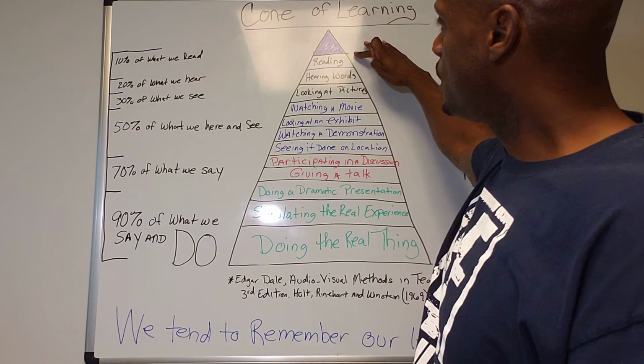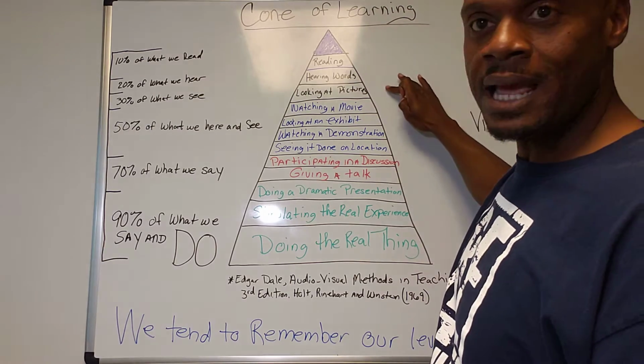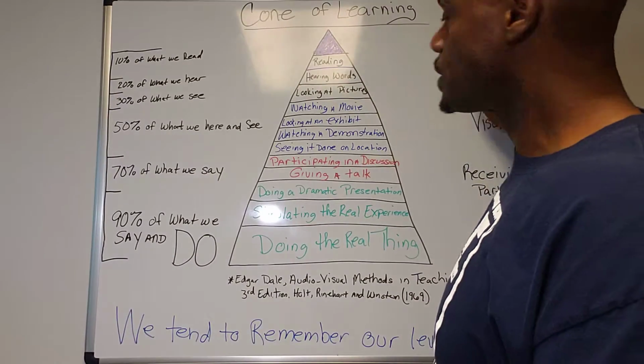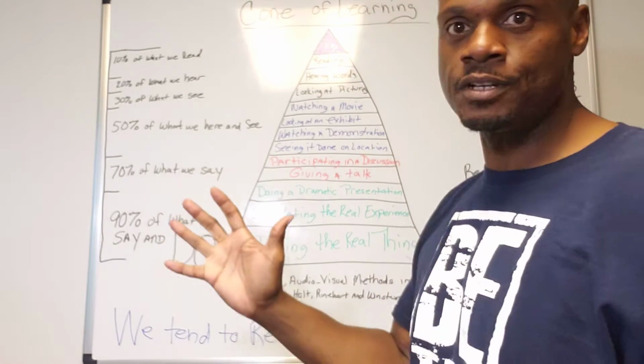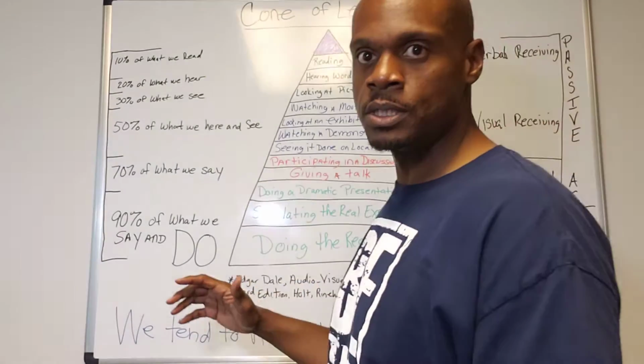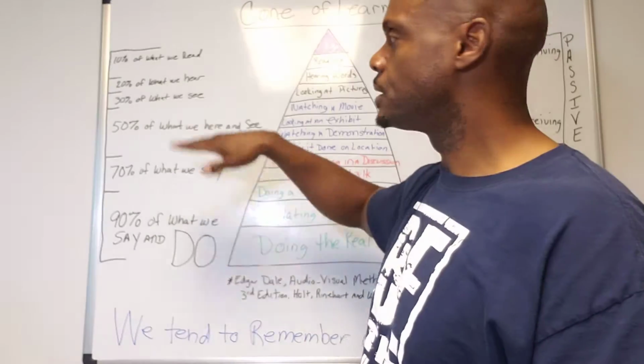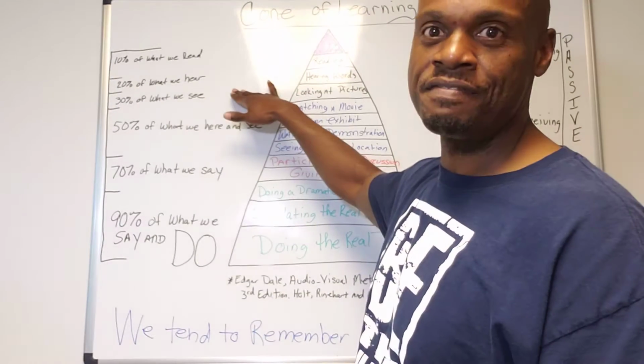That's when you read, hear words, and look at pictures. That's called verbal receiving and visual receiving. It's passive learning. You don't learn much. You only learn up to 30%. And then a test, that's a fail.